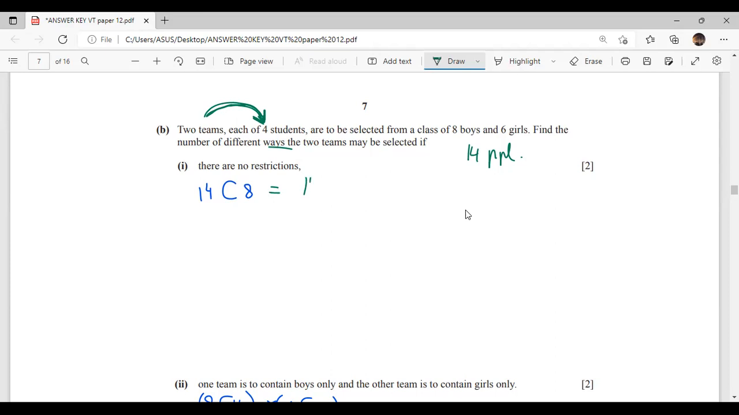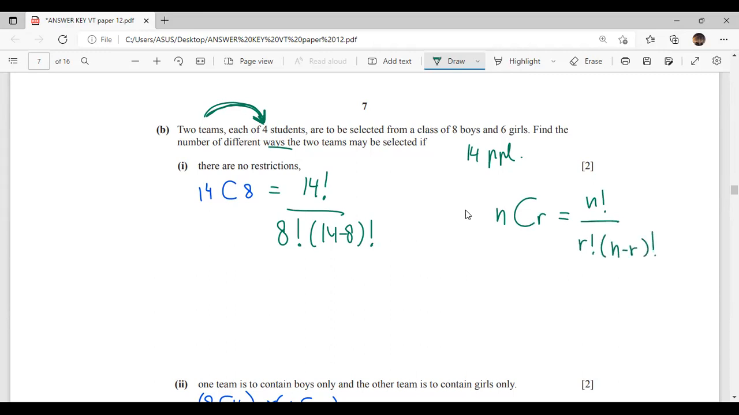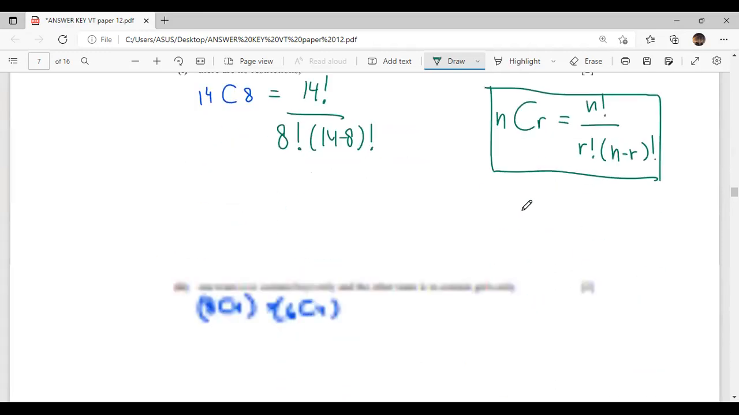You can use, remember the rule? 8 factorial, 14 subtract 8 factorial, right? We use combination when there is no order, right? Okay. No order. So n factorial over r factorial, n minus r factorial. That's the rule. Okay. This is the formula. I forgot to pick the formula, but I think it's already on top.